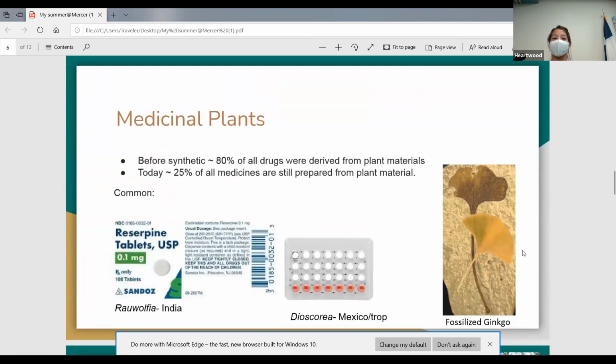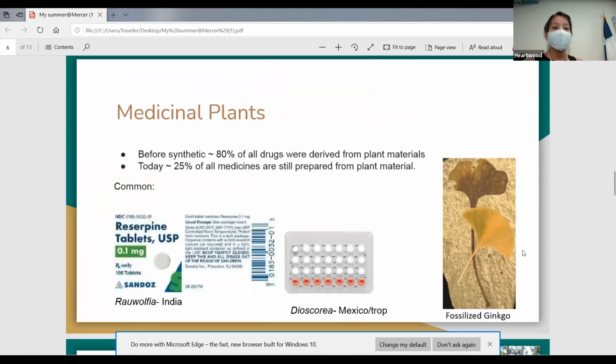And now for medicinal plants. One of the areas that I grew particularly fond of was the prehistoric garden.